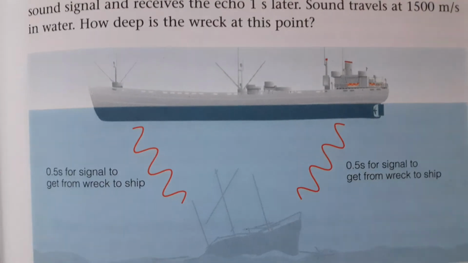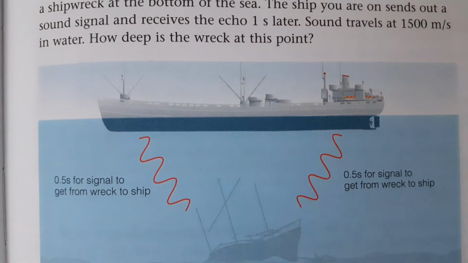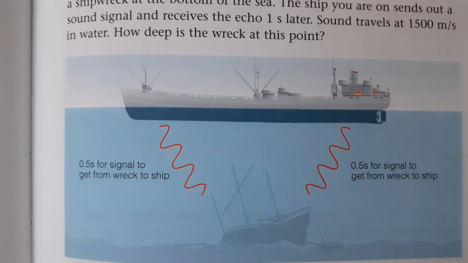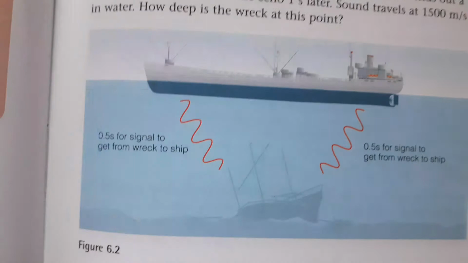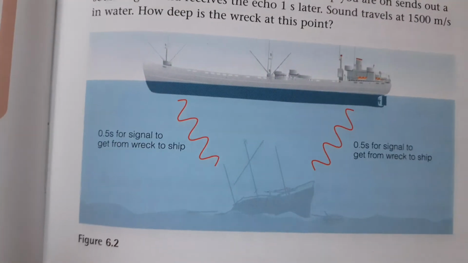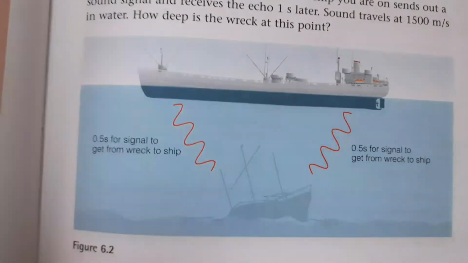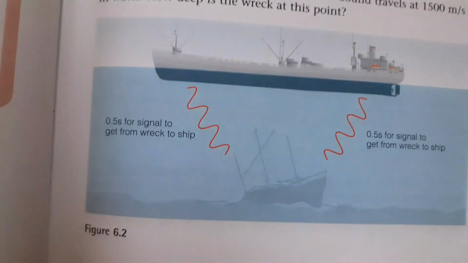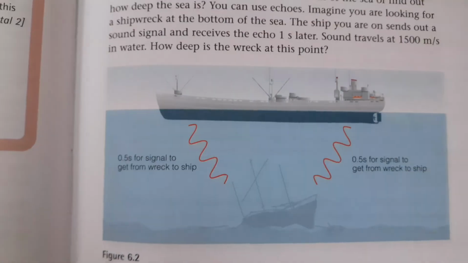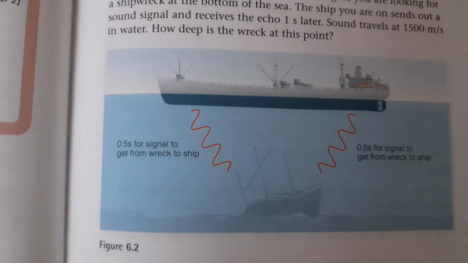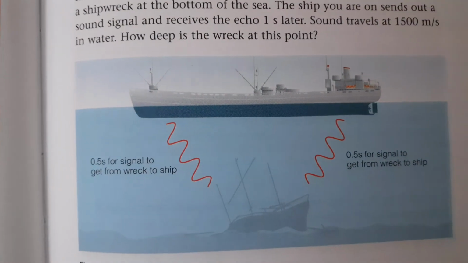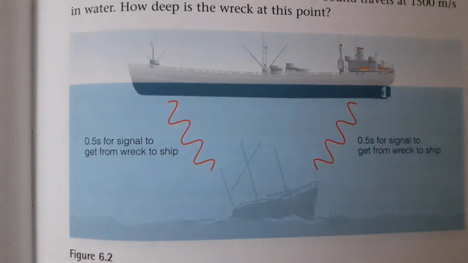So why is it so much faster? Why do you think? I'm going to tell you the answer to this one, but pause it and write down why you think it is. It's because there's more particles to hit together. If we remember our particles, our gases are all spaced out and our liquids and solids are close together. So that means that sound can travel through a liquid. It's bumping particles together. So if the particles are closer together, it's easier for it, it's faster for it to move. And as well as which, it can travel further.